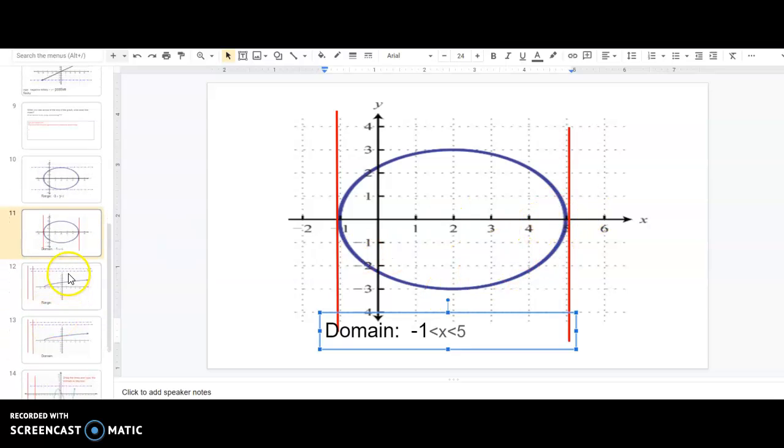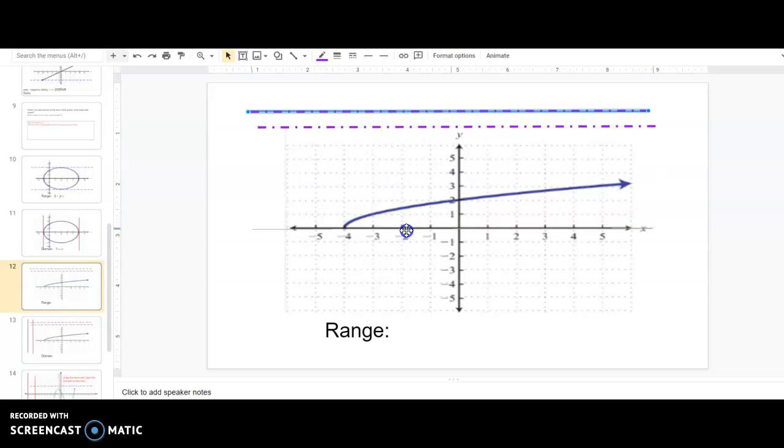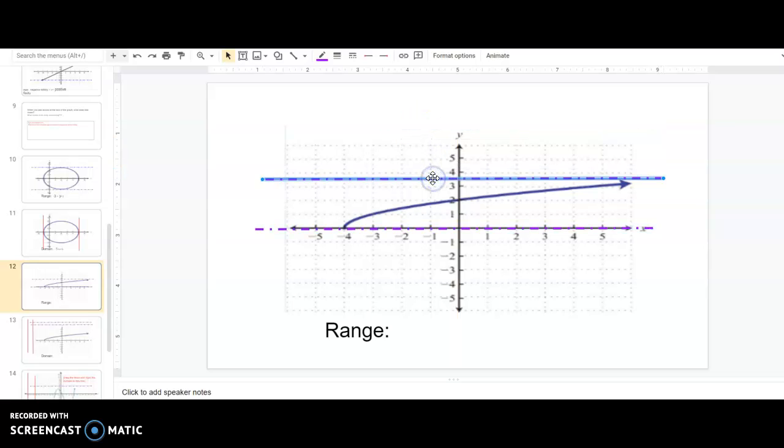All right, let's try 2 more examples. Range. Ooh, this one's tricky. I'm going to get rid of the vertical lines because we need horizontal ones for range. And the range says how low does it go? It goes right there. And then how high does it go? Now watch how we do this one. This one's going to be trickier.